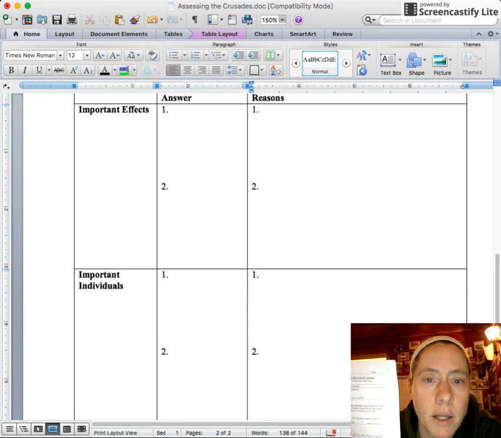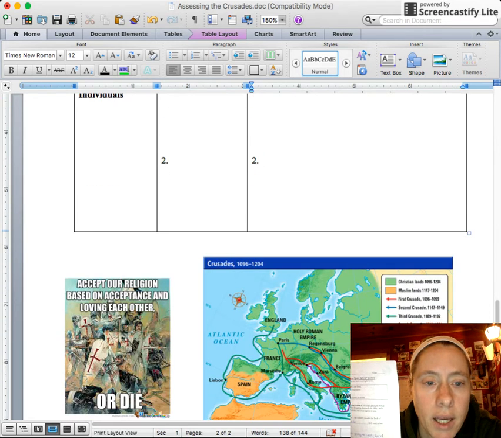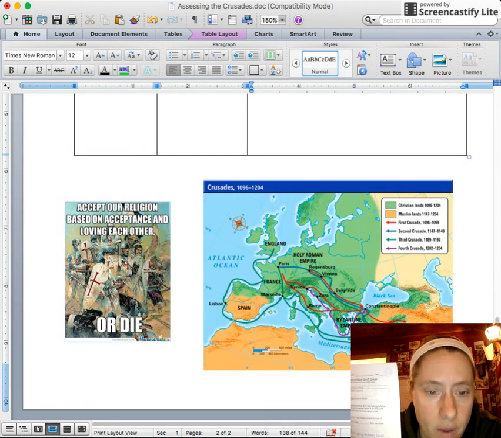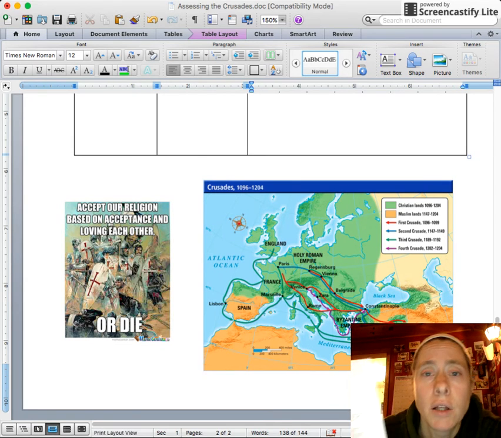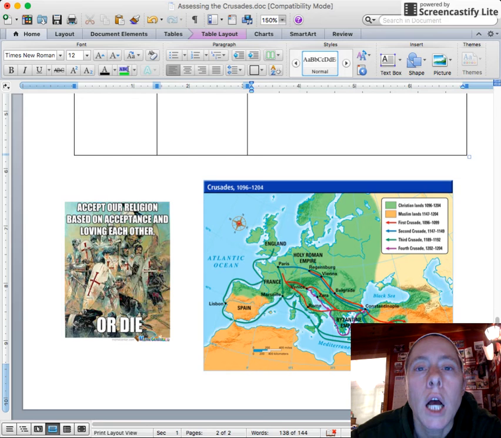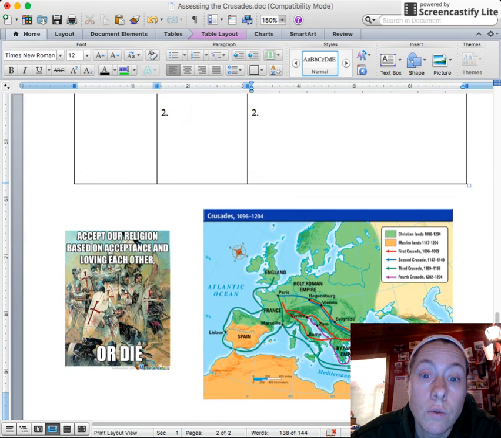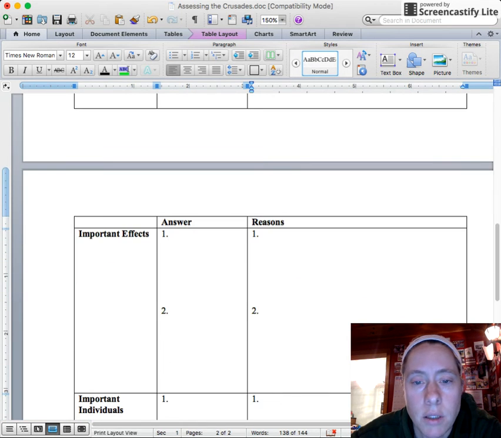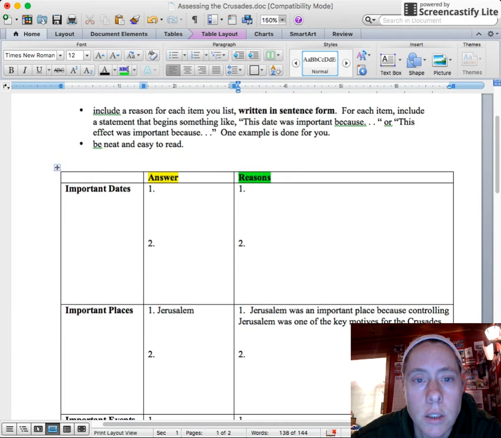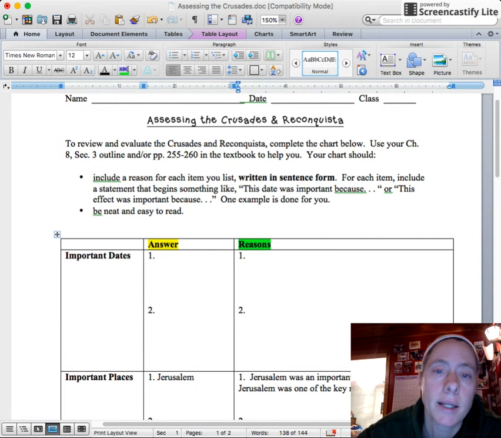So I think that's about it. Remember, you want to have, I did not make up this meme, by the way. I found it online. I did not make up the map. I found that online also. So you are going to write in sentence form in the reasons column. That's in the directions. Use the facts from your packet.